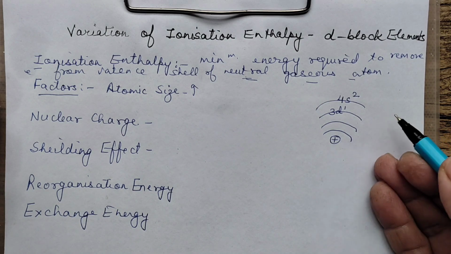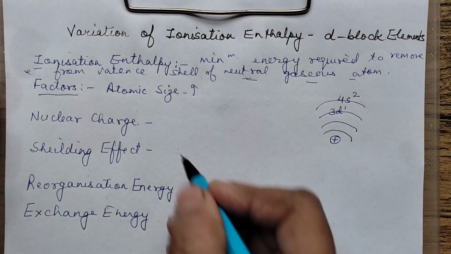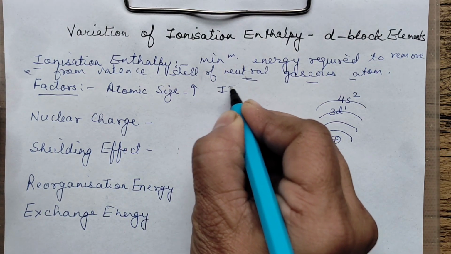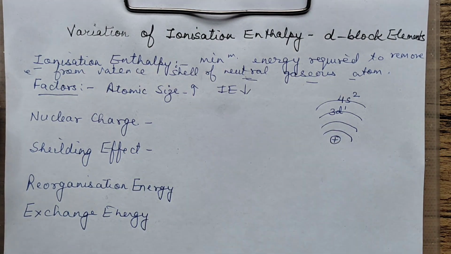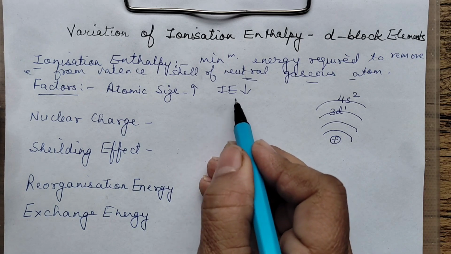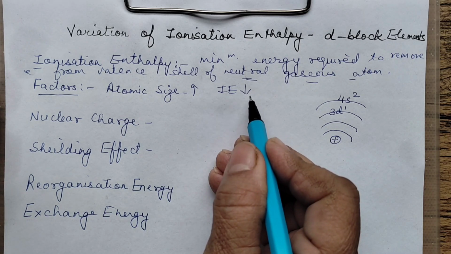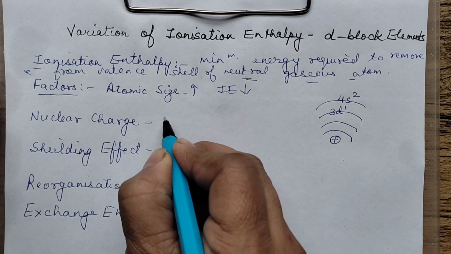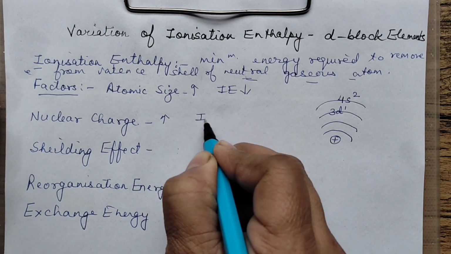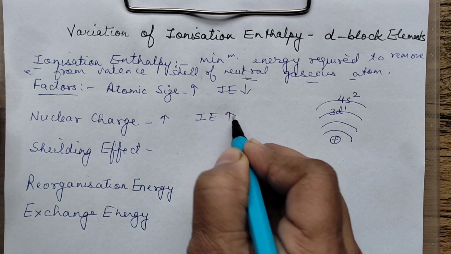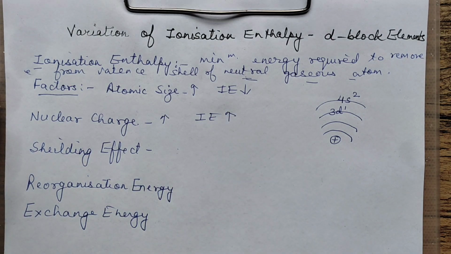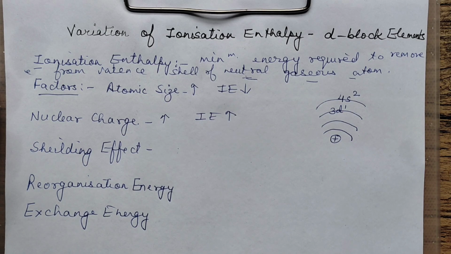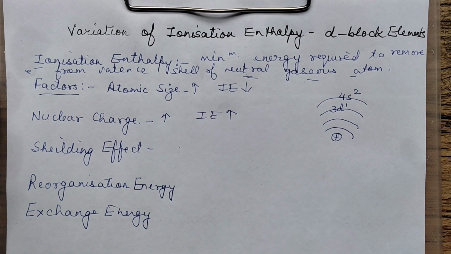So the hold of nucleus over the valence electron reduces. So when size increases, ionization enthalpy has to decrease. That is generally in all the groups, in all the periods. Size increases, ionization enthalpy is decreasing. Now, nuclear charge: more the nuclear charge, the ionization enthalpy should be increasing. So first what I am explaining is the general aspect. Then how it will vary particularly in D block elements we'll be talking about.